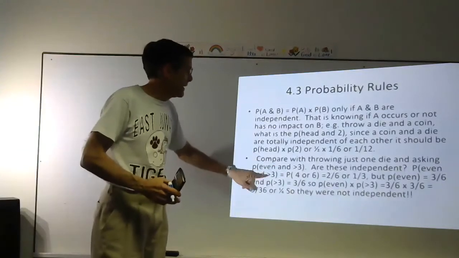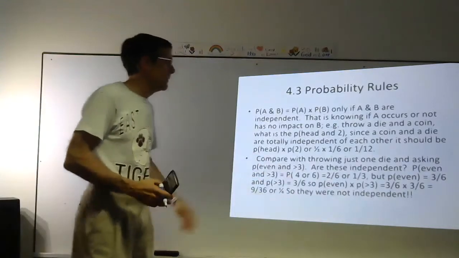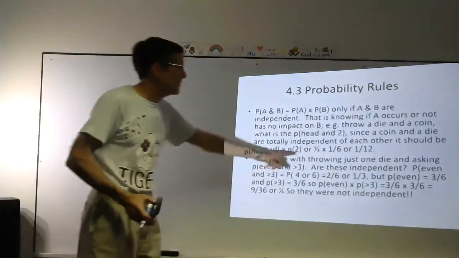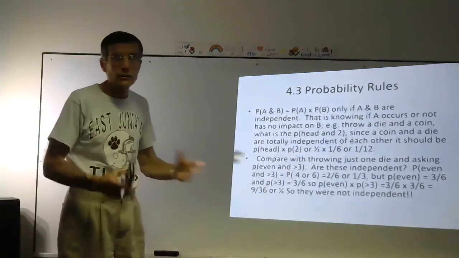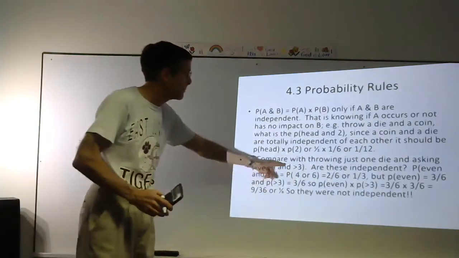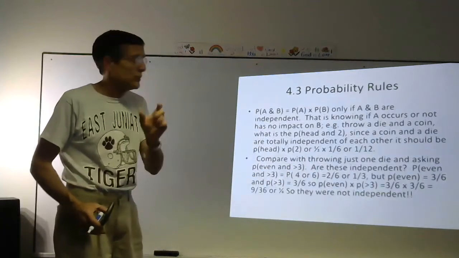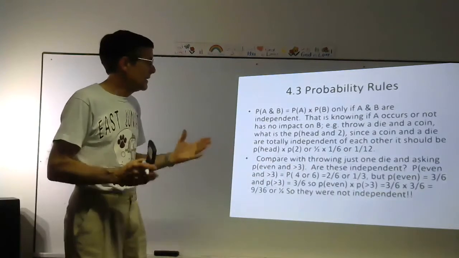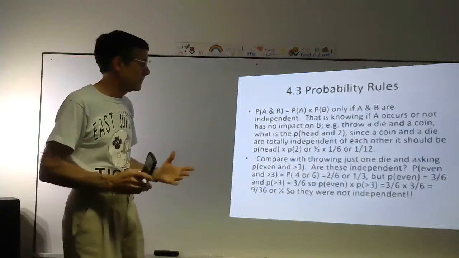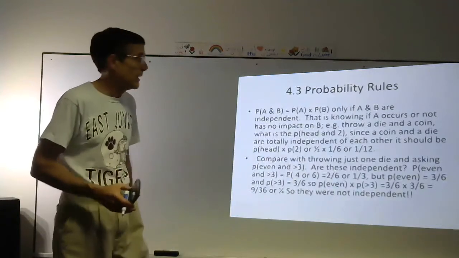Throwing just 1 die and asking for an even and greater than 3. We talked about this before. Are these independent? No, they are not. They're not mutually exclusive. There's overlap here. Even numbers and bigger than 3 overlap on 4 and 6, so you cannot get the 2 and multiply them. It's just not going to work. Okay?